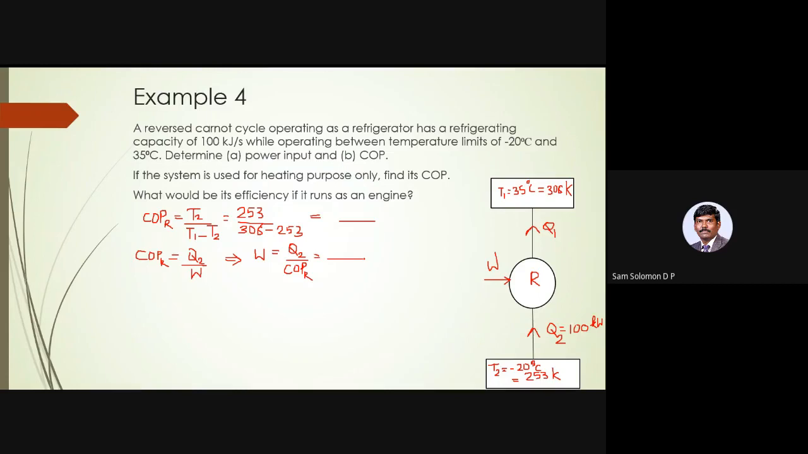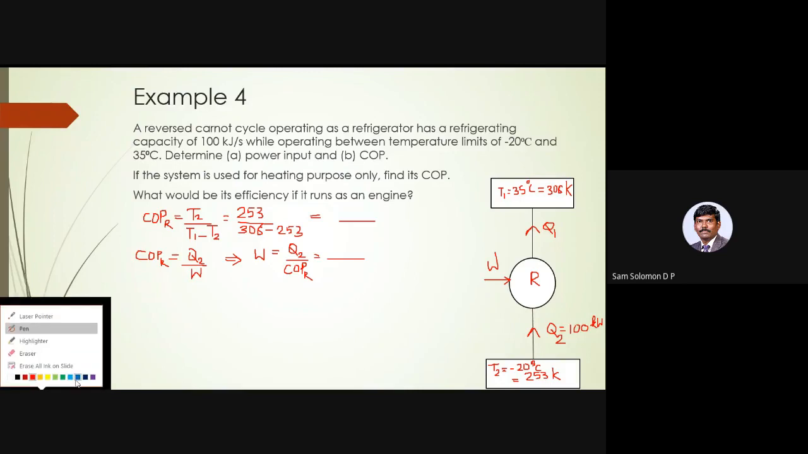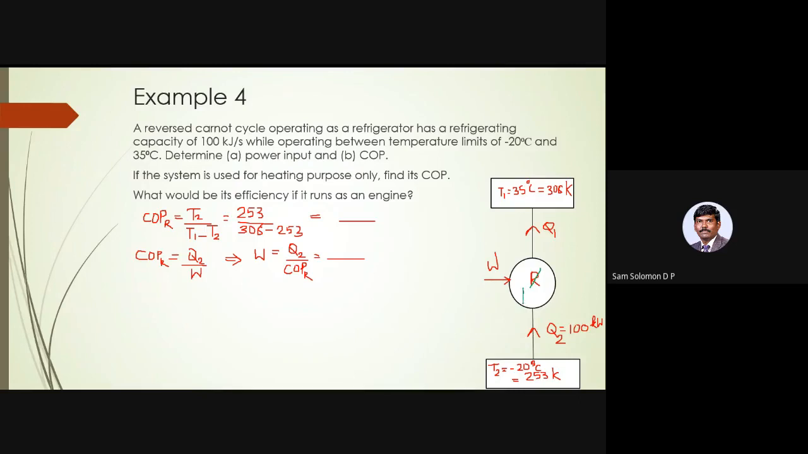Now they are saying if the system is used for heating purpose only, find its COP. What do they mean? They want to convert this refrigerator into a heat pump. So instead of R, I will have this as HP, and now they want us to find the COP. Is the diagram still valid? Yes, it is still valid, because a heat pump also operates between the low temperature and the high temperature with the help of an external work input.